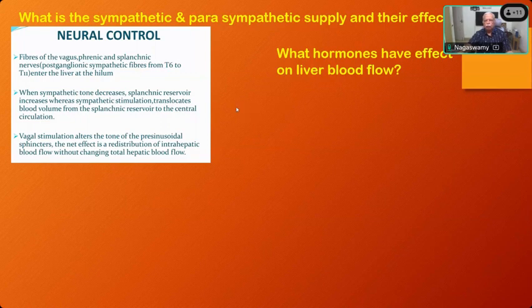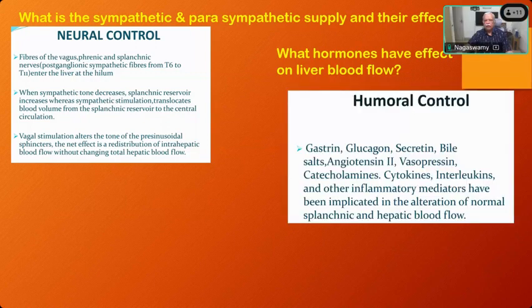What hormones have effect on liver blood flow? Glucagon and catecholamines. So gastrin, glucagon, secretin, bile salts, angiotensin 2, vasopressin, catecholamines, cytokines, interleukins, and other inflammatory mediators have been implicated in the alteration of normal splanchnic and hepatic blood flow. So it is not only glucagon and catecholamines, all the other hormones also have some effect on this.